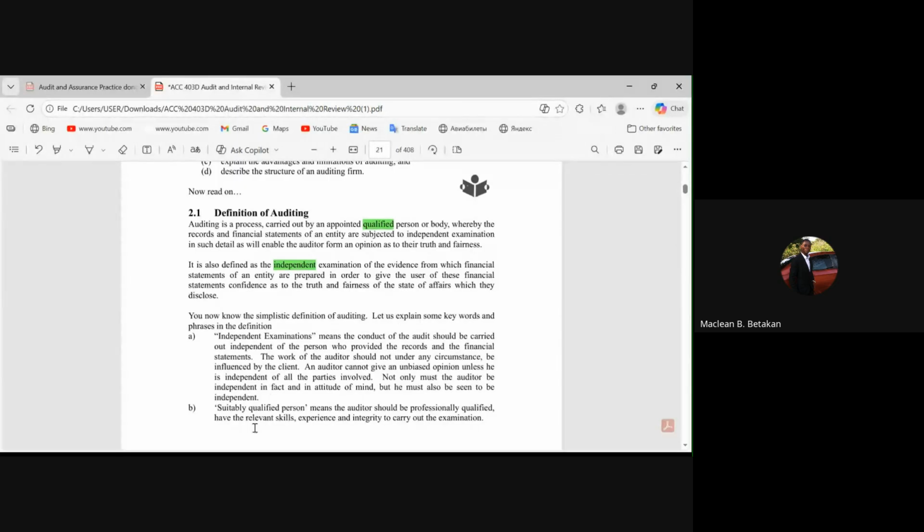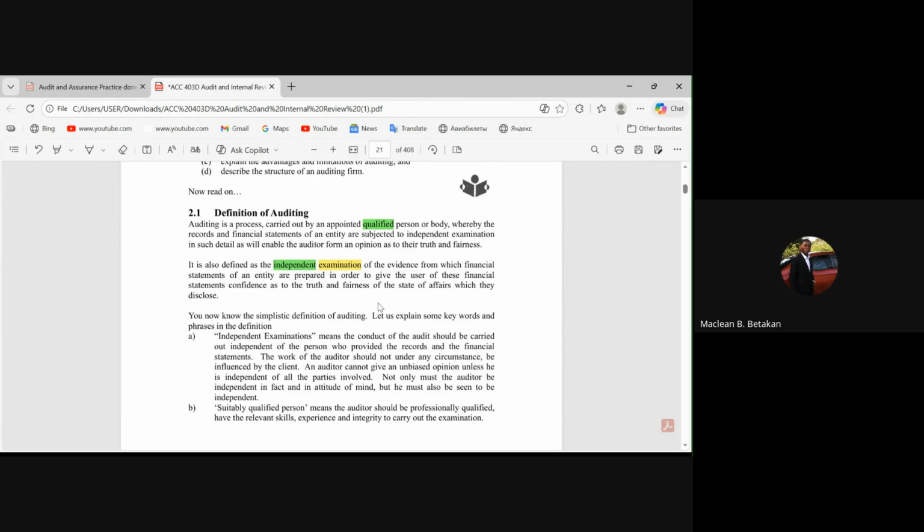What other word or key term do you take from the definition of auditing? We said you have to examine, right? They are supposed to examine financial records and statements. Is that not the case? You're supposed to examine financial records and statements. So if you are defining auditing, don't forget those 2 or 3 words.